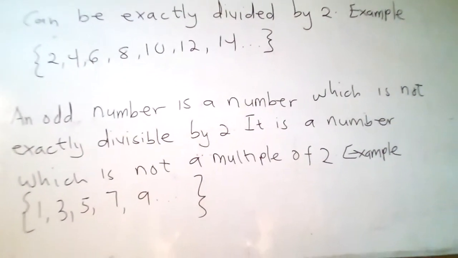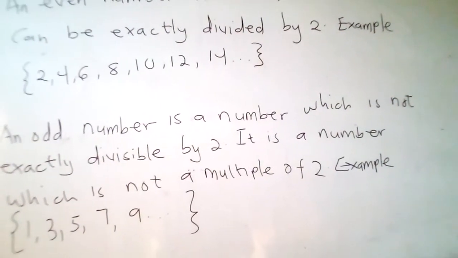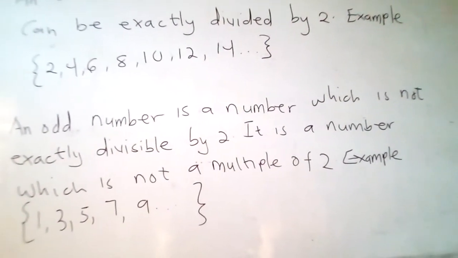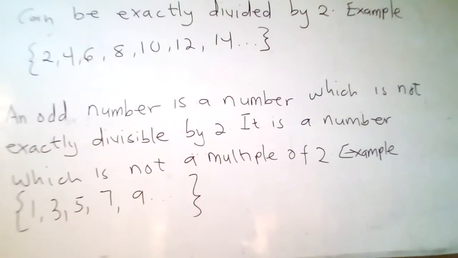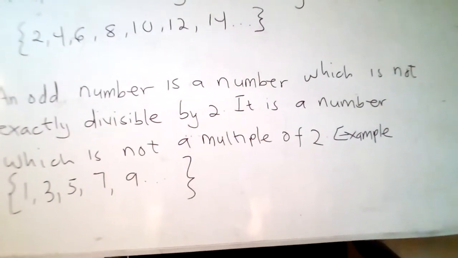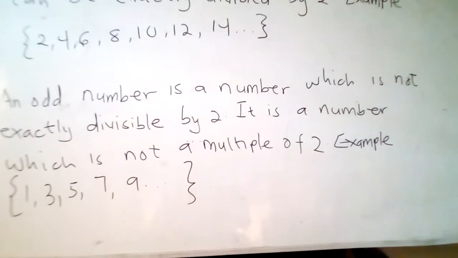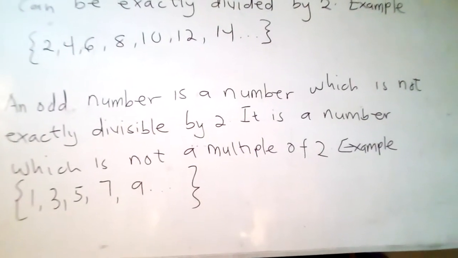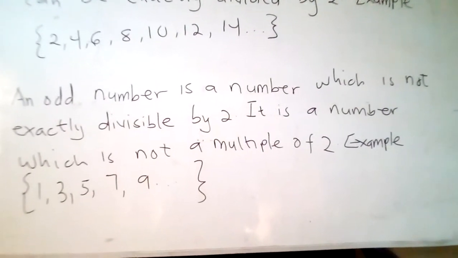So an odd number. An odd number is a number which is not exactly divisible by 2. It is a number which is not a multiple of what? 2. Example: 1, 3, 5, 7, 9, and so on and so forth. So these are the even numbers. So let's look at the arrangement of some of the even numbers and odd numbers to enlighten us.